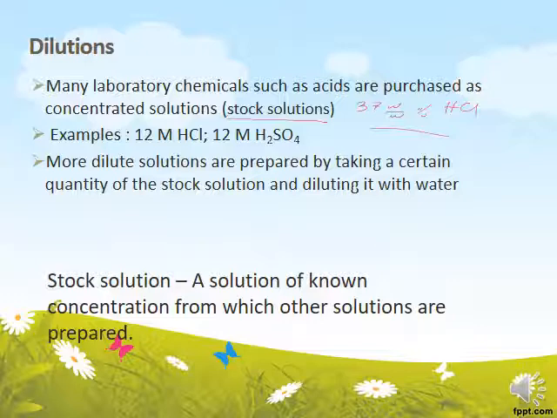To do dilution, we take a certain amount from this stock solution and then dilute with water. But first we need to find this in terms of molarity. Then we can find out the volume needed, based on the molarity of this and the molarity of the dilute solution that we want to prepare. And here comes the fourth formula that you need to memorize, which is M1V1 = M2V2, the dilution formula.